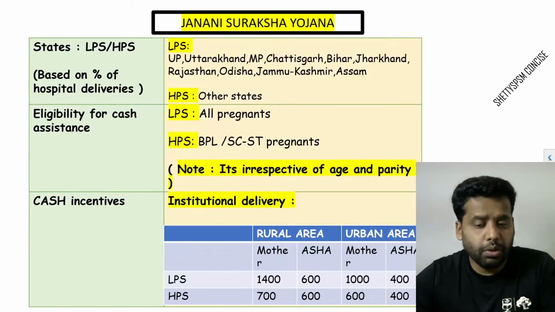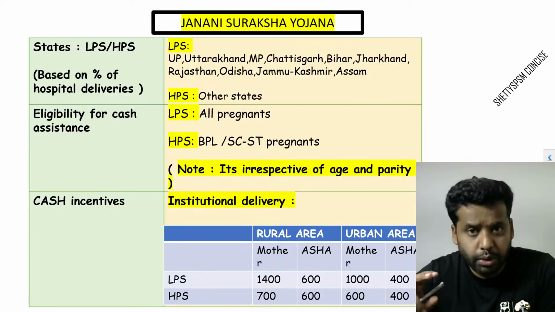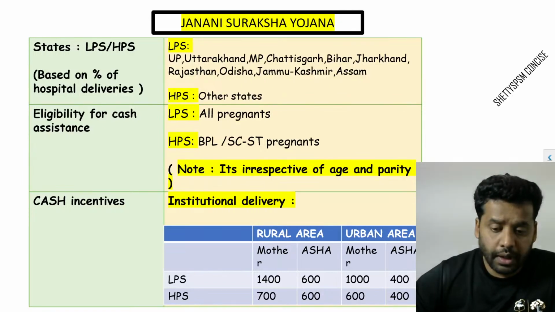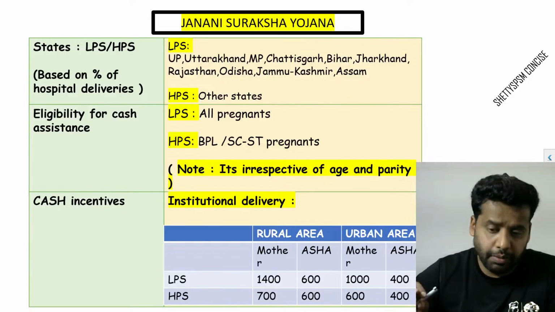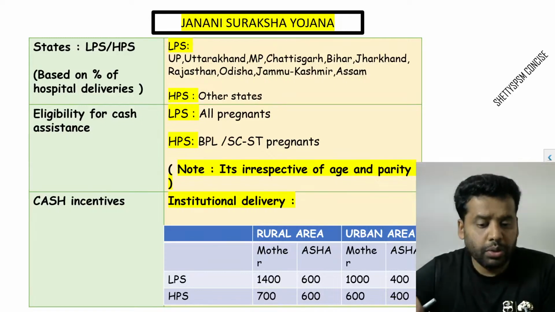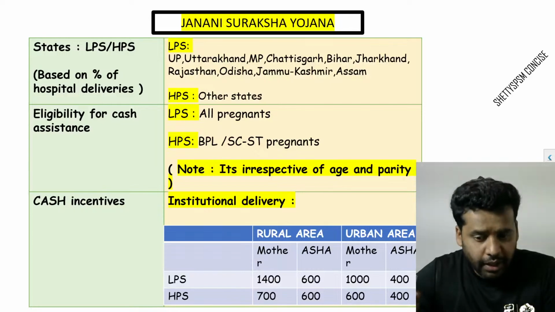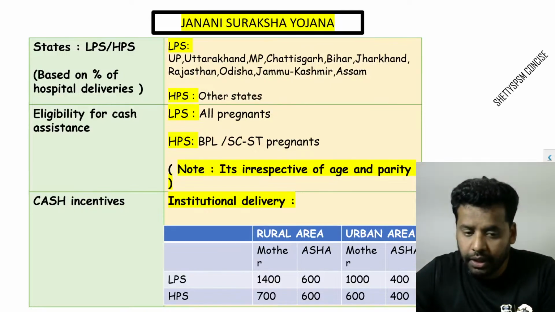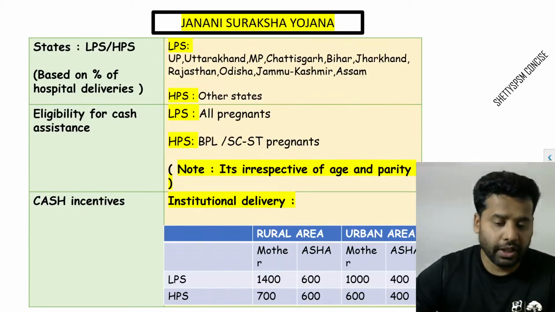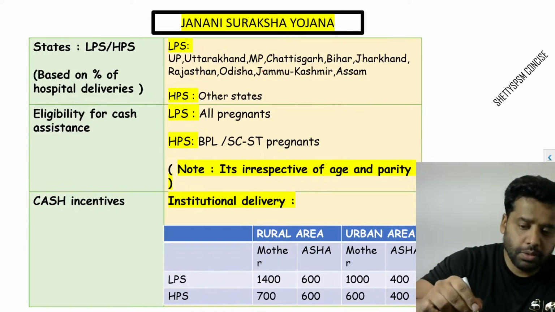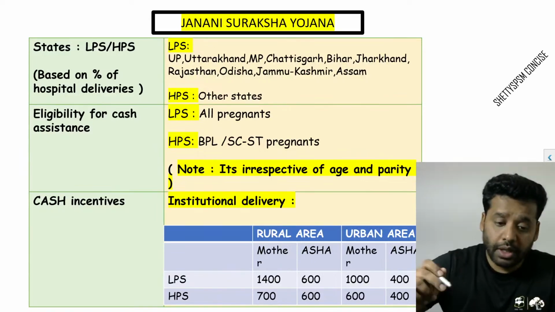Low performing states total 10. How to remember? UP, Uttarakhand, before they were together, now they are separate. MP, Chhattisgarh, yes. Bihar, Jharkhand. Remember like this, total 6: UP, Uttarakhand, MP, Chhattisgarh, Bihar, Jharkhand. Before they were together, now they are separate. Then Rajasthan, Odisha, Jammu, Assam. ROJA is the mnemonic. Total 10 low performing states.